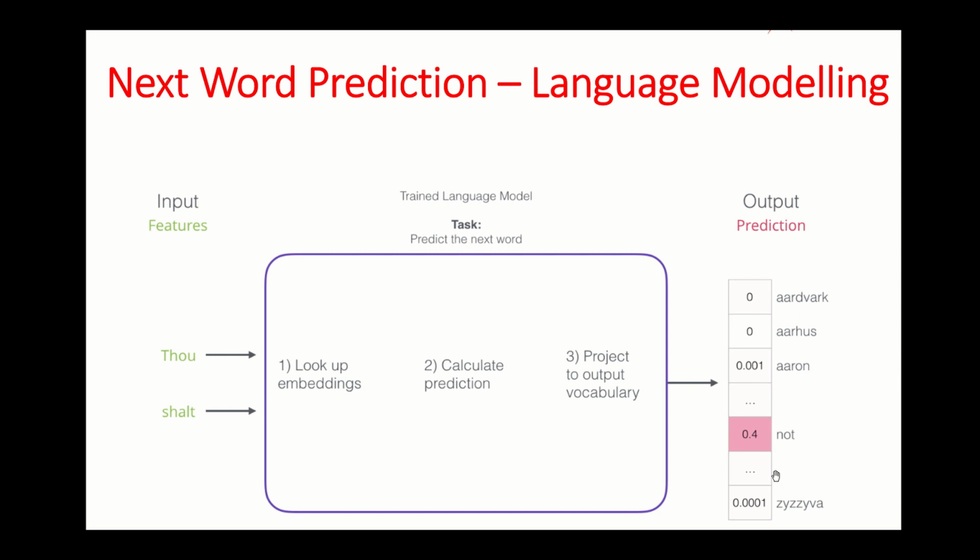Say these could all be the words after thou shall, but after thou shall, the prediction for aardvark is just 0. Aaron is 0.001, but this one has got 0.4. If you have all the words, you take the best prediction value, right? That will be considered as your next word after these two words. So this is how the prediction works. Hence you could use word embeddings for next word prediction in language modeling, right?